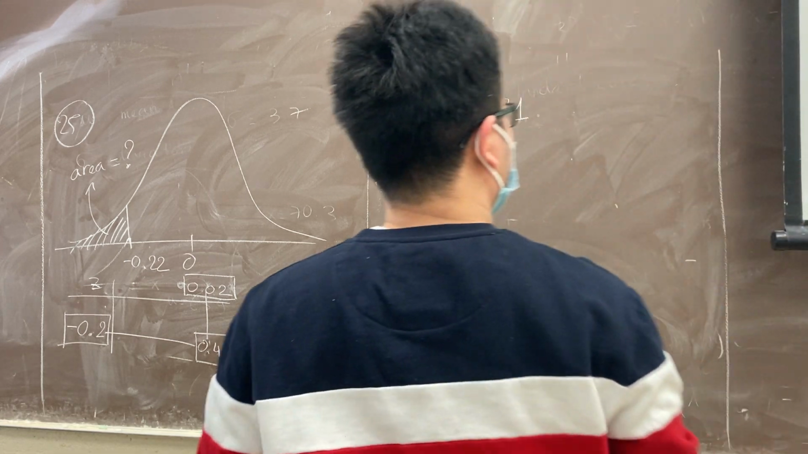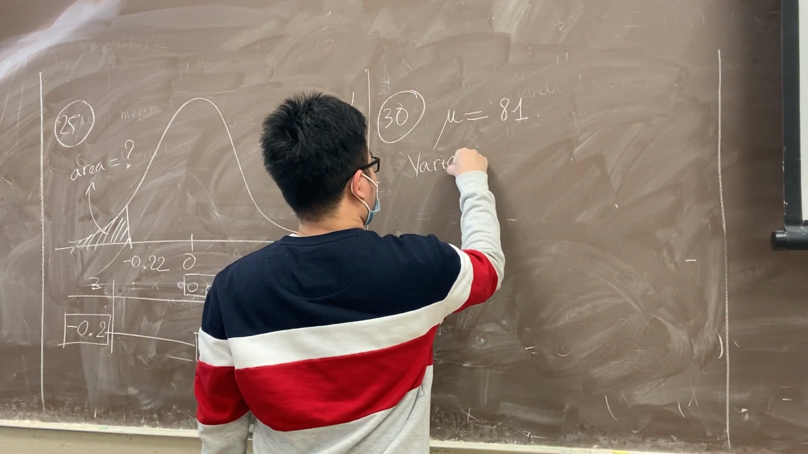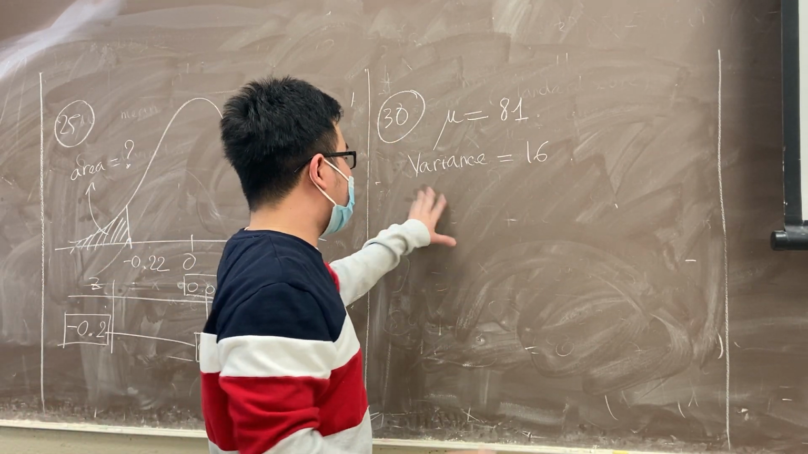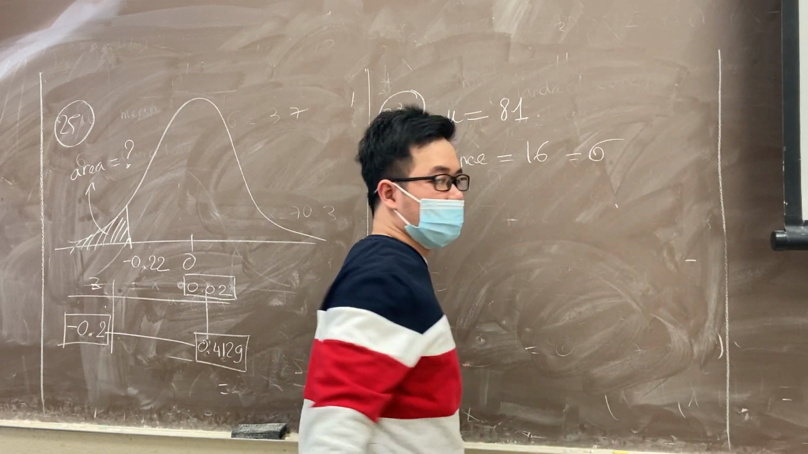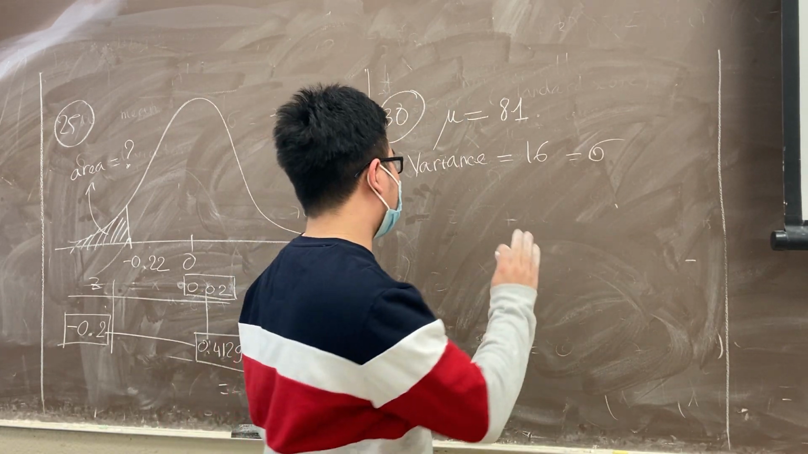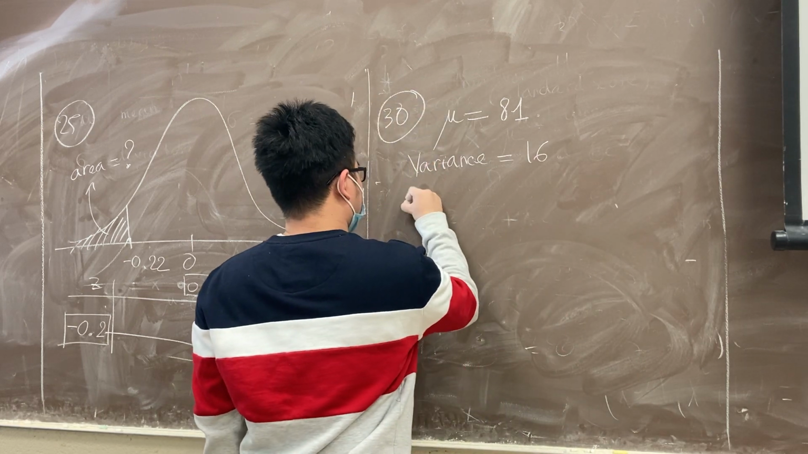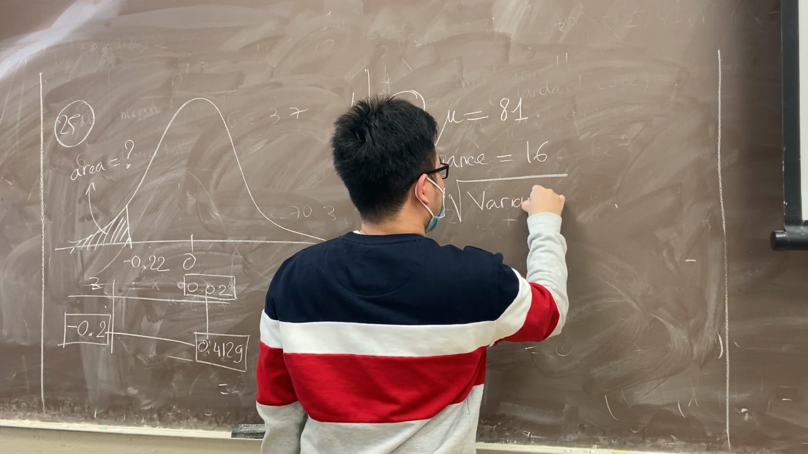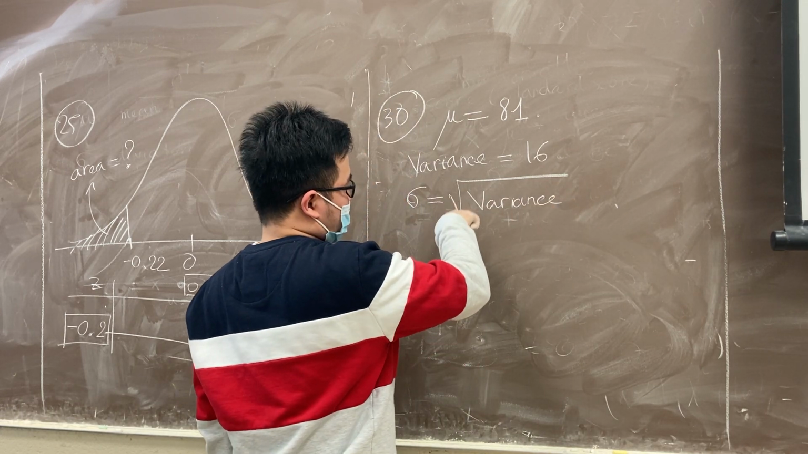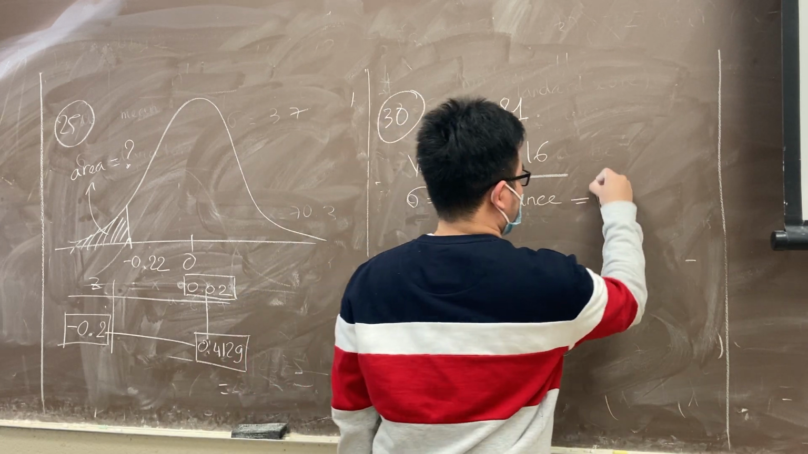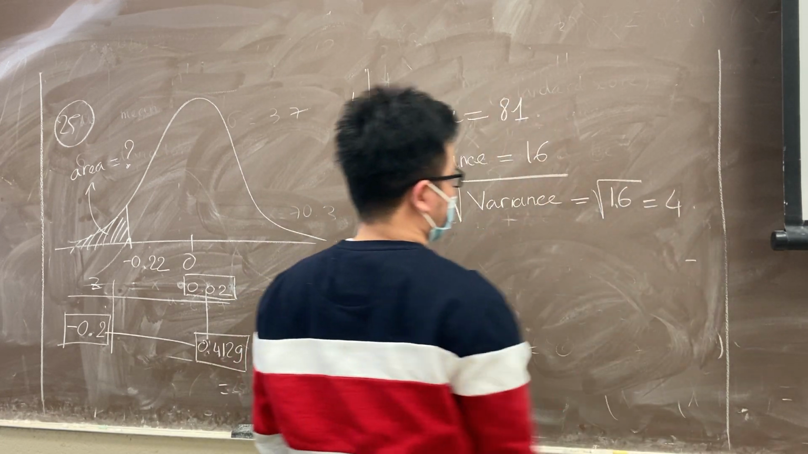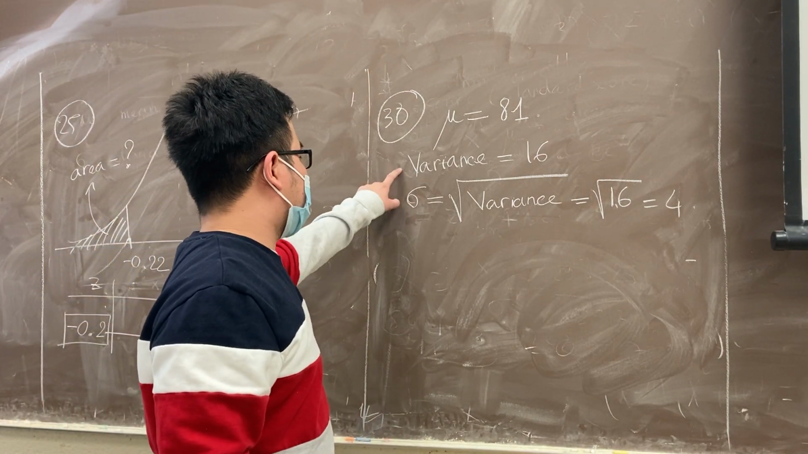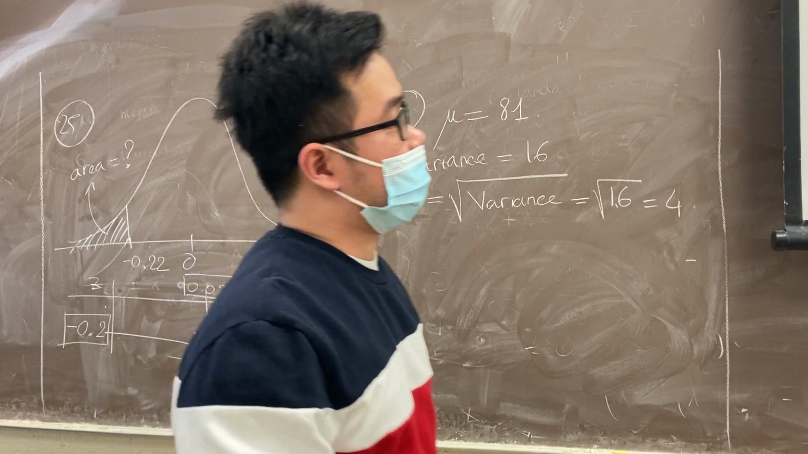The variance here is the variance, not the deviation. Some of you will get the wrong result if you say that this is the standard deviation, but it's not correct, right? This is the variance. The standard deviation will be calculated by the square root of the variance. So the standard deviation should be 4, not 16. Some of you will get the wrong result if you say that the sigma here is 16.